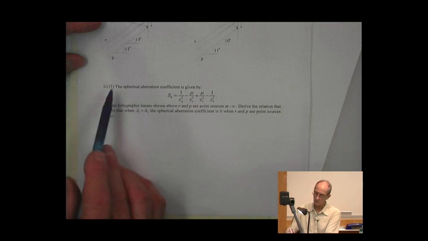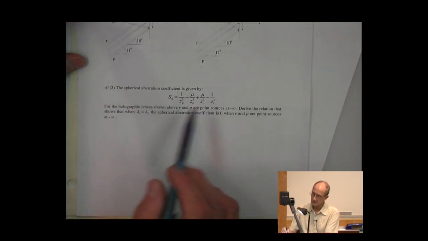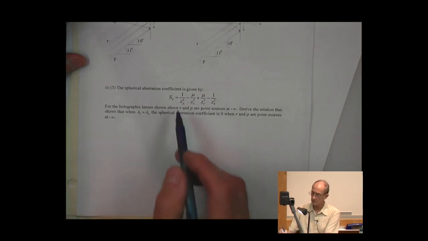Part 1 of part A. Part 2 of part A is this one here. So here is this spherical aberration coefficient.